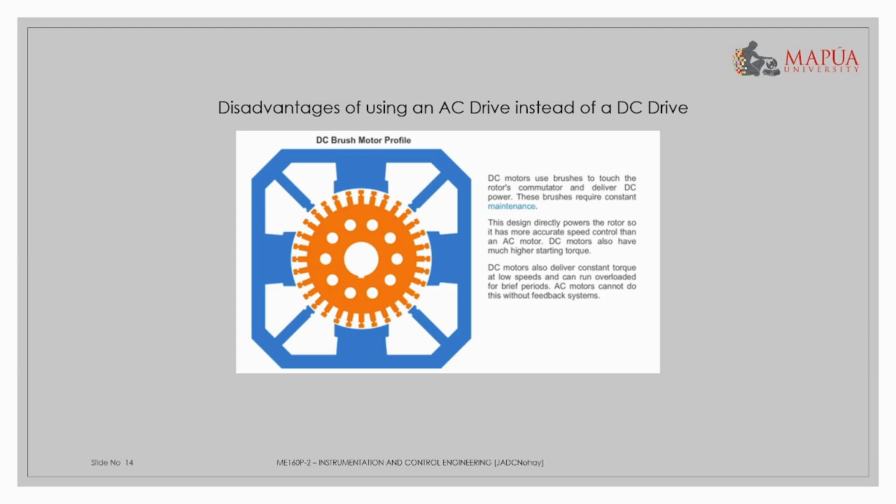DC motors also have much higher starting torque. DC motors also deliver constant torque at low speed and can run overloaded for brief periods. An AC motor cannot do this without a feedback system.